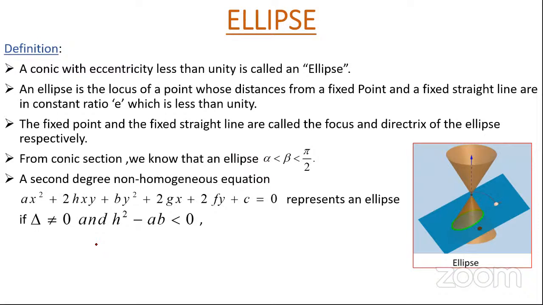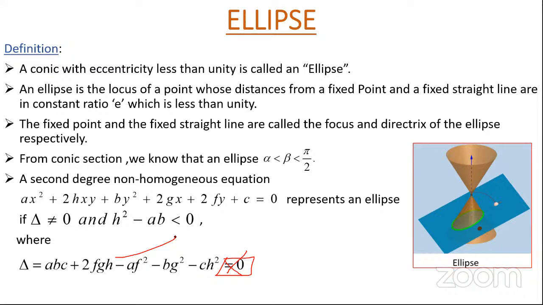This is an ellipse with a second degree non-homogeneous equation, where delta equals abc plus 2fgh minus af square minus bg square minus ch square, which is not equal to 0. This value indicates delta. Okay, next.